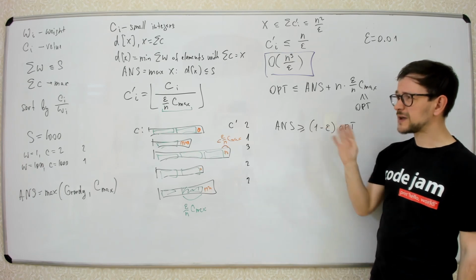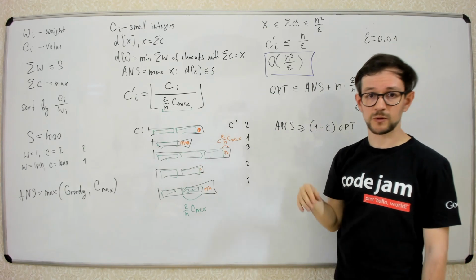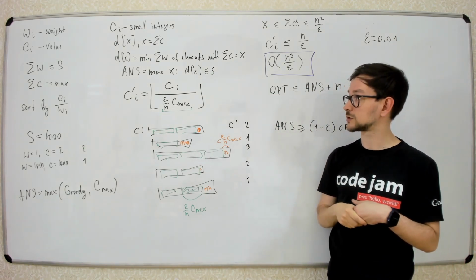And you can modify this for some variations of the knapsack problem. So this is just the classical knapsack problem. If you have some variation of the knapsack problem, you can adapt it for your variant. That's all.